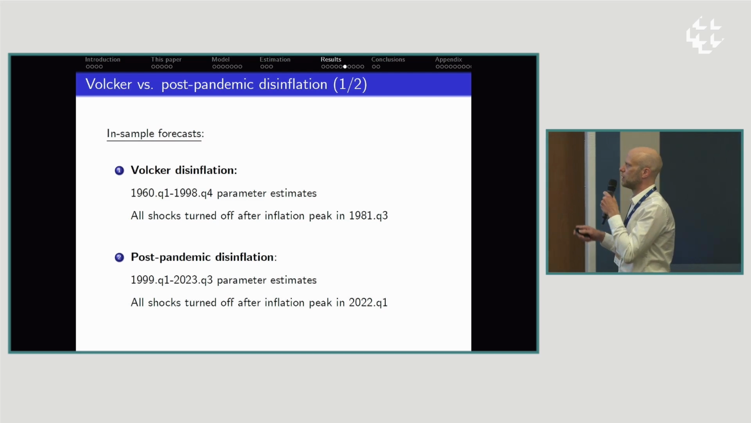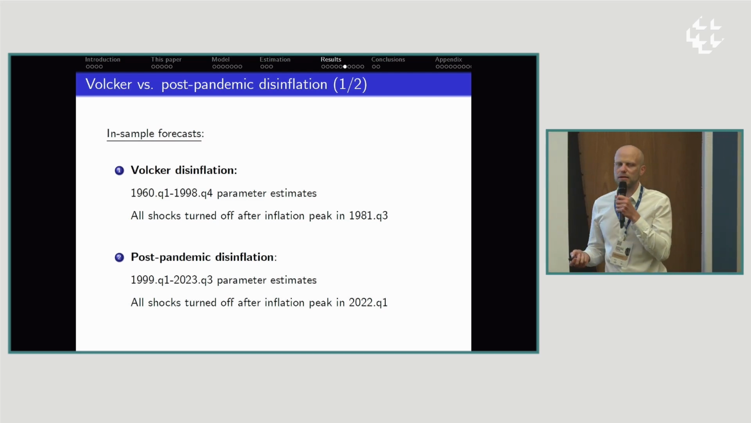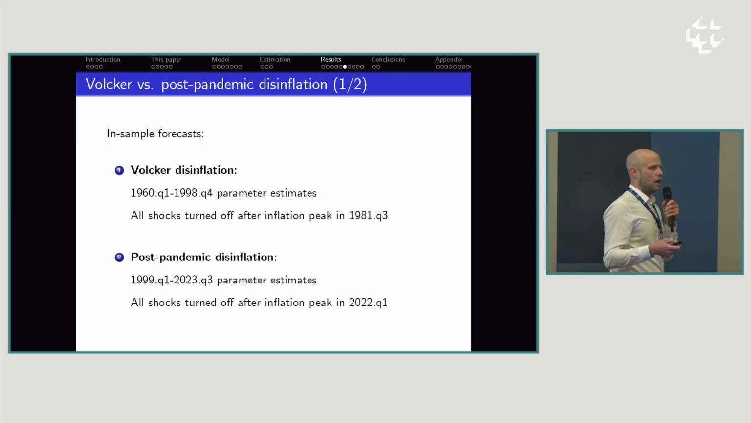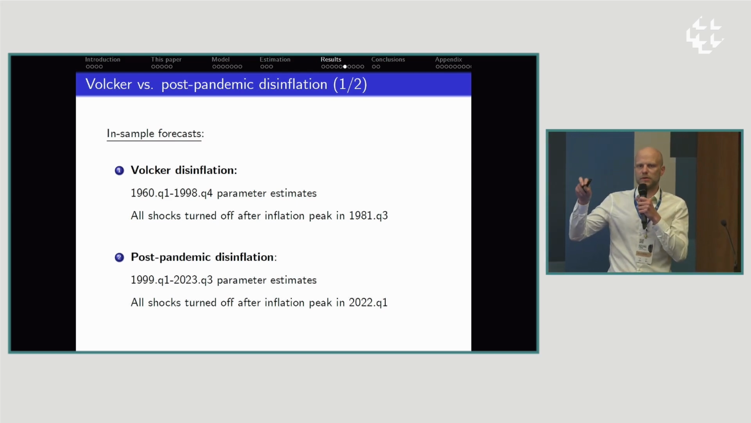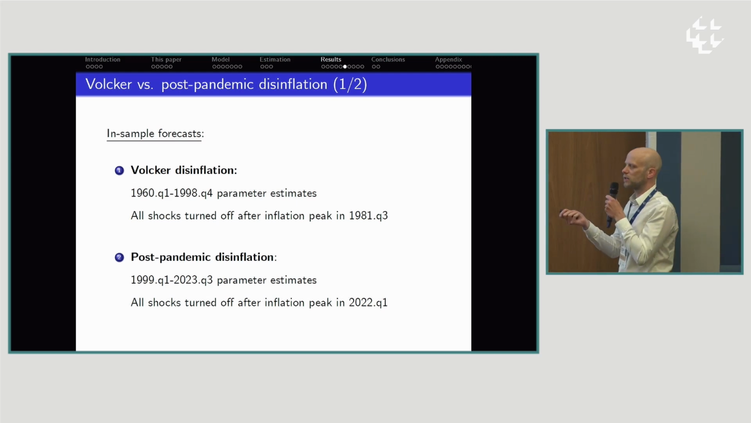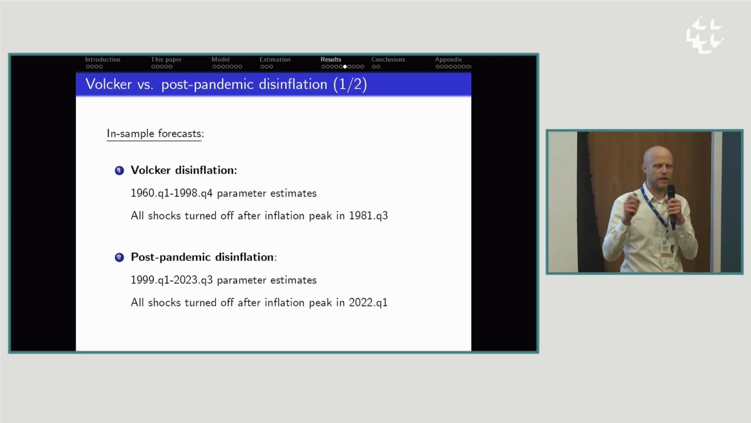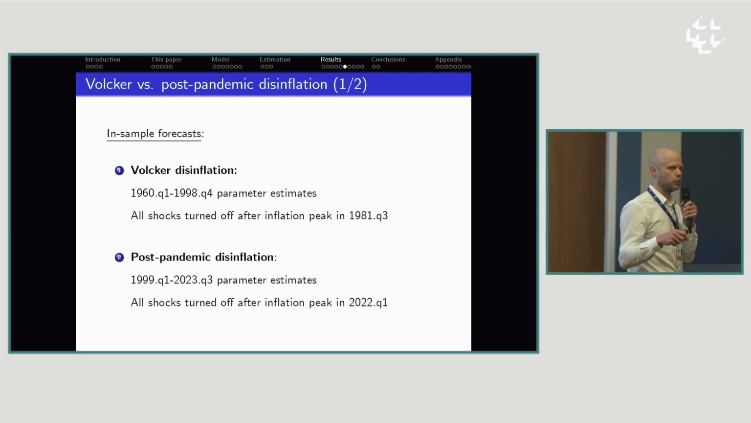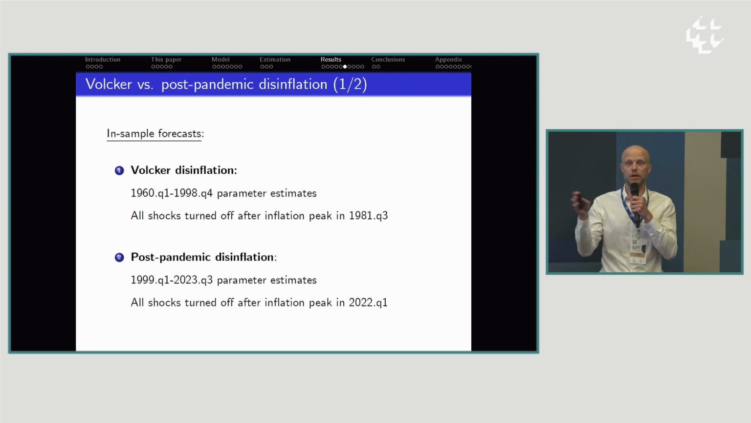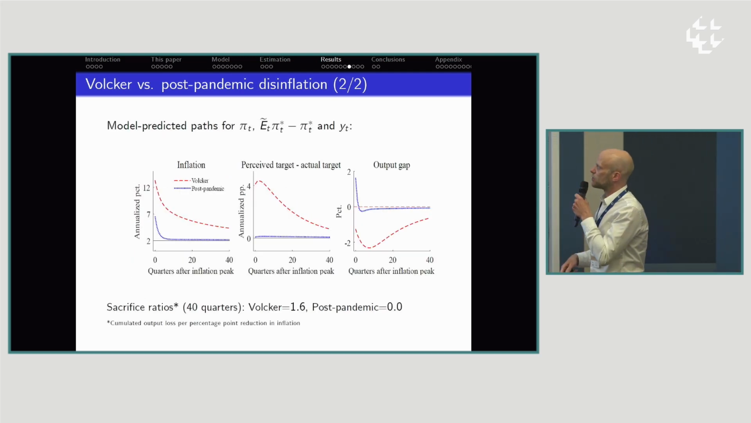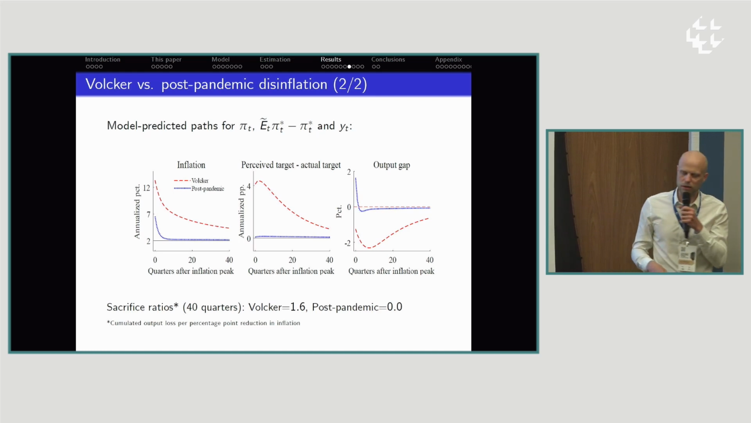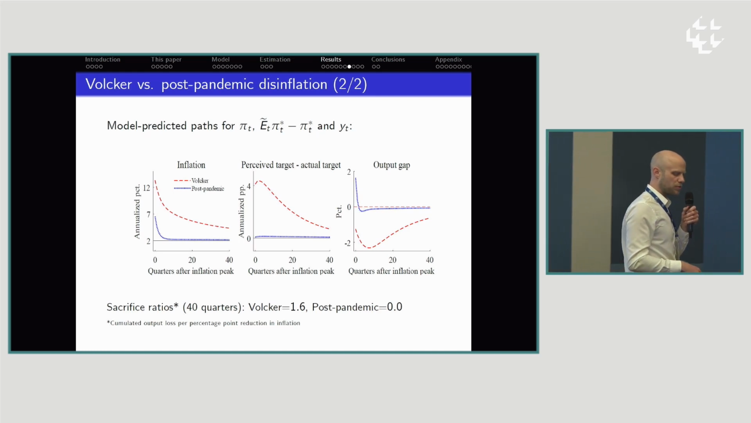So the first one is just in-sample forecasts of the Volcker disinflation and the post-pandemic disinflation, where I basically just use the estimated parameters from the two subsamples, and then I just turn off all of the shocks after the respective inflation peaks in '81 and in '22, and just see, okay, where does the model take me from there? Does the model predict a recession or not? And these are the results. So red dashed line is the Volcker disinflation, and blue dotted line is the post-pandemic disinflation.